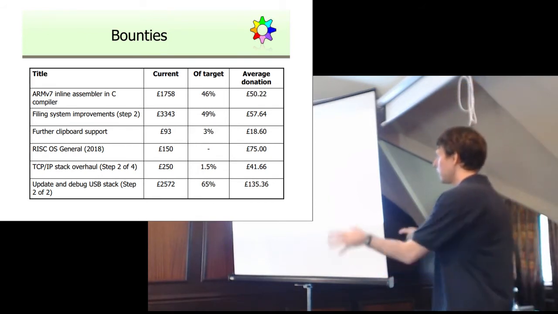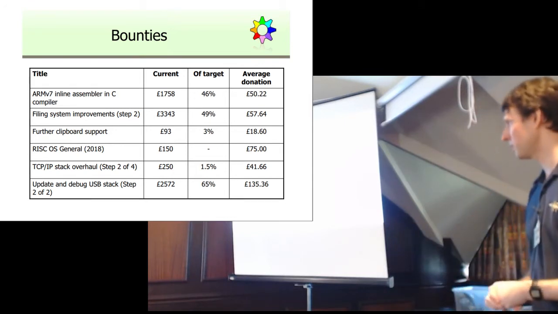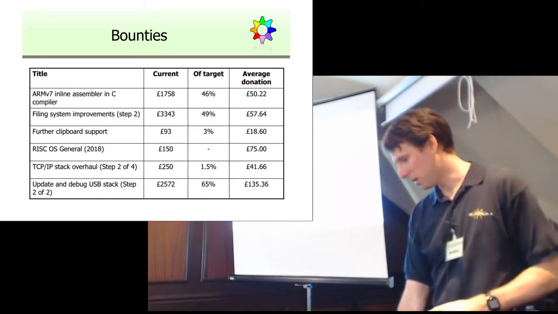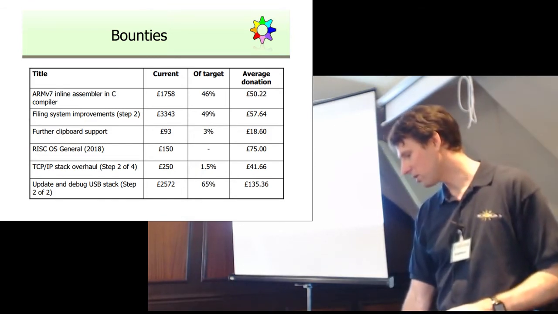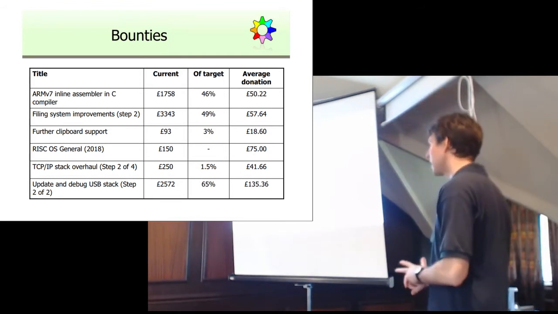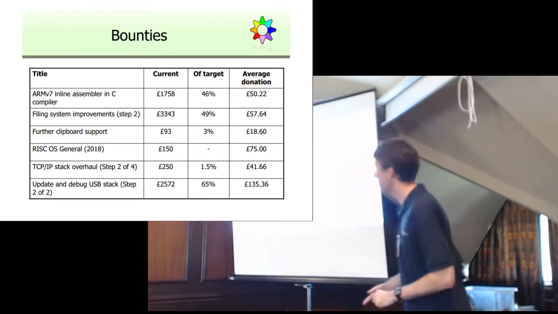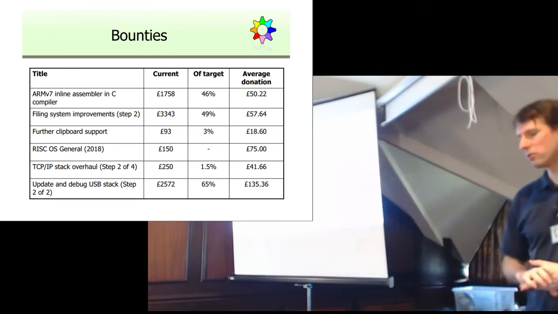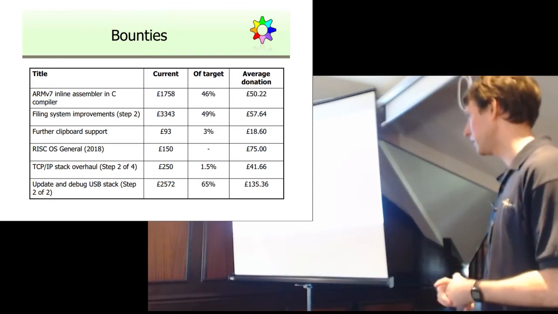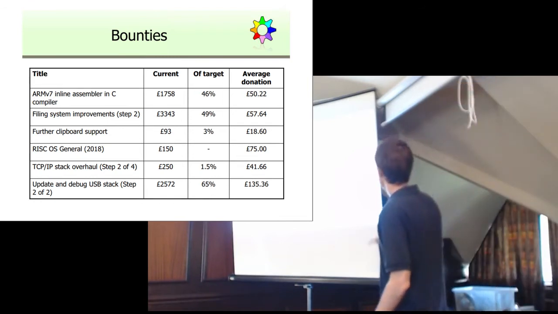The RISC OS general one is just kind of a pooling ground for when attending shows, that sort of thing, paying for the costs of the servers. TCP/IP stack was the one that I was mentioning earlier, is our 20-year mission to colonize new worlds with up-to-date networking software. And then the last one is part 2 of the USB bounty, where we're aiming to drag in the rest of the changes from the NetBSD Foundation with all the good stuff that they've been working on in the last few years.